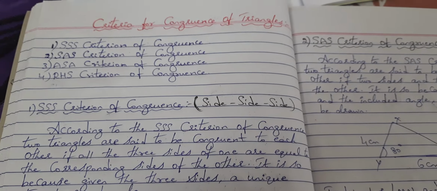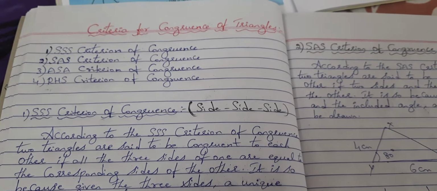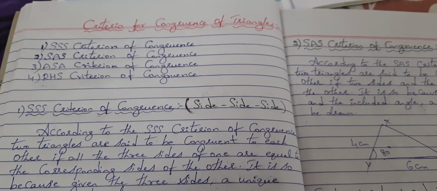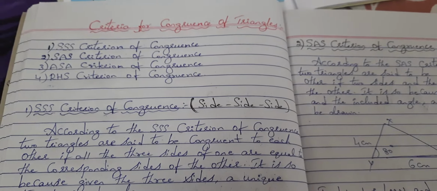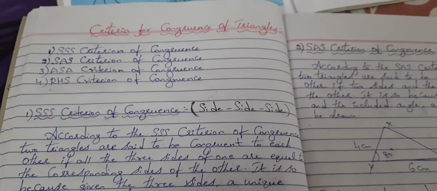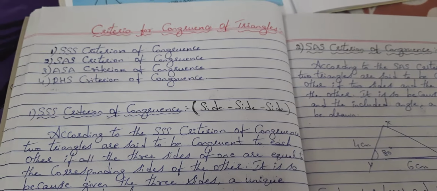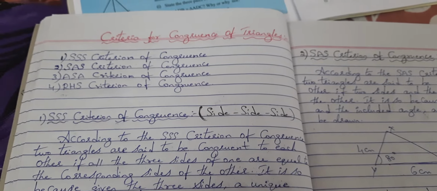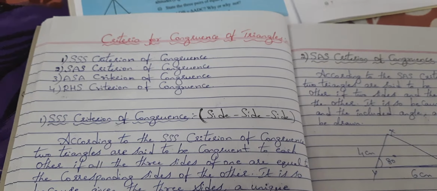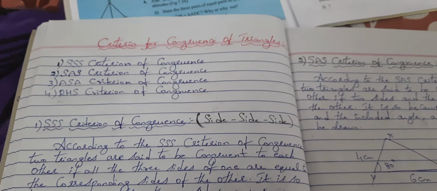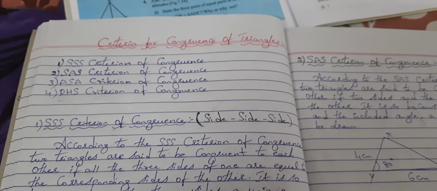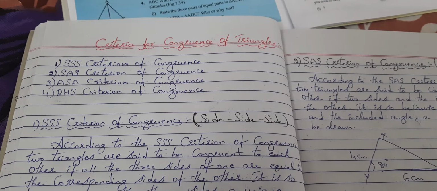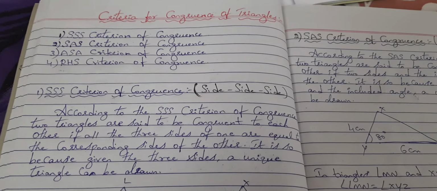Good afternoon, students. Morning we have seen the congruence of triangles and exercise 6.7.1. Now we shall see criteria for congruence of triangles. There are four criteria: the SSS criterion of congruence, the SAS criterion of congruence, the ASA criterion of congruence, and the RHS criterion of congruence. Now let us see one by one.